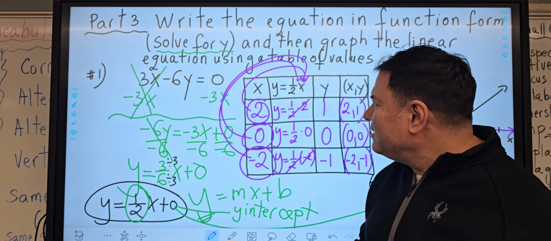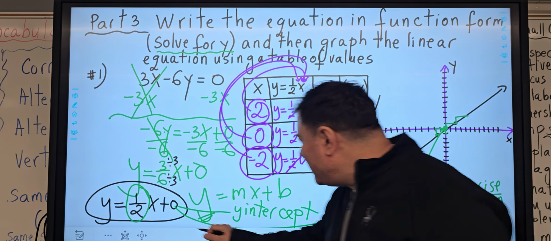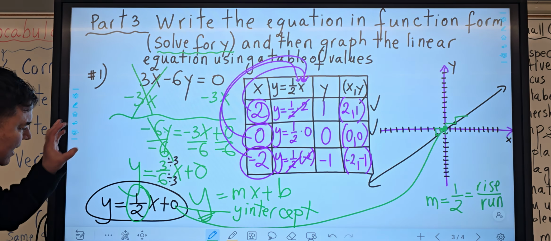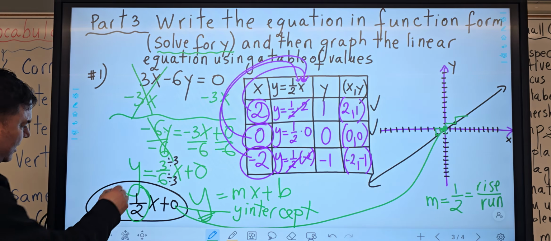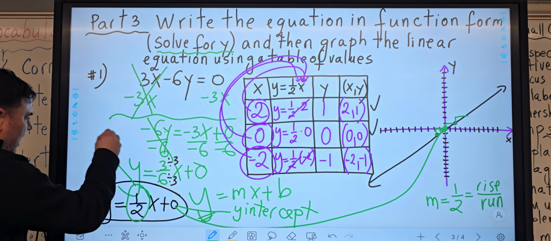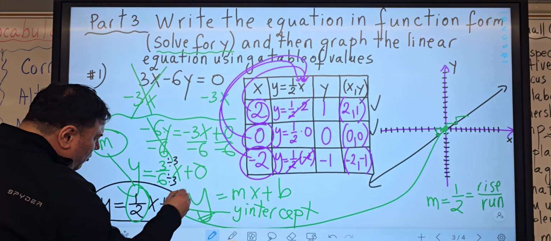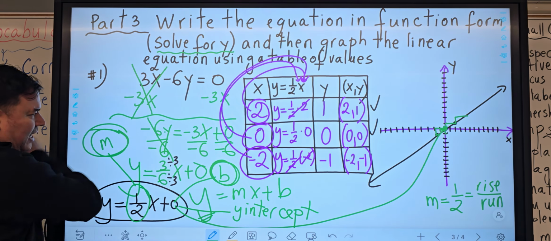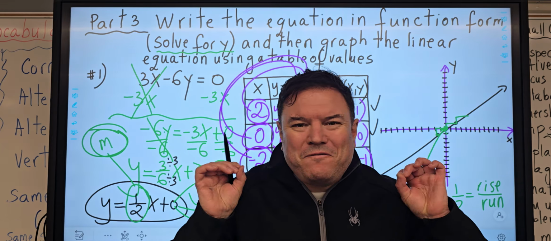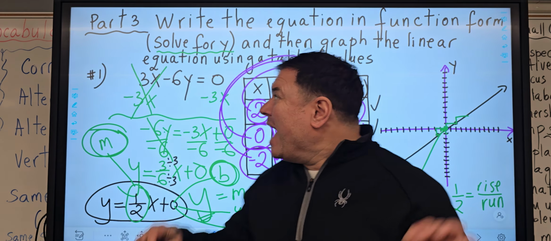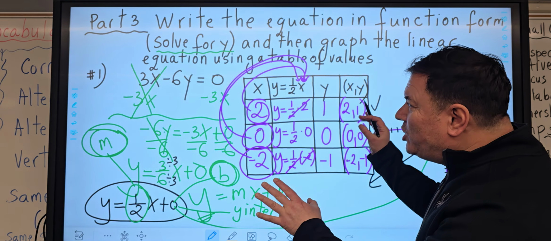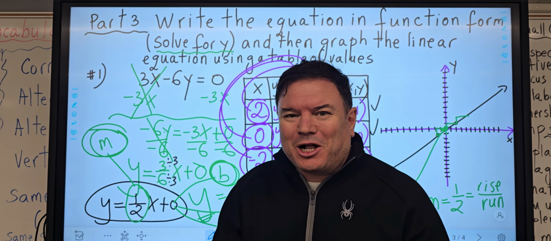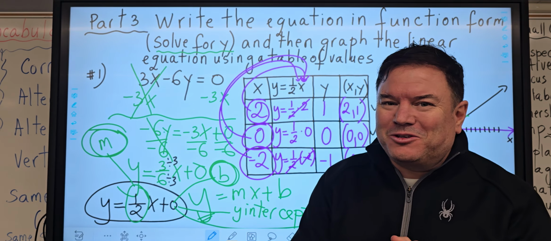Please remember this, okay? The last number at the end is the y-intercept, and the number or the fraction in front of x is the slope. This is our slope. The m represents the slope, and the 0 represents the b, the y-intercept. I hope you are very clear after today's lesson how to graph equations. Make sure you first get the y by itself and then give some values for x.